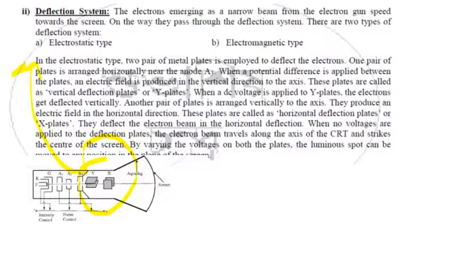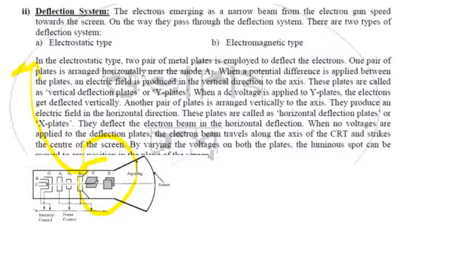The electrons emerging as a narrow beam from the electron gun move towards the screen. On the way, they pass through the deflection system. We can take two types of deflection system, electrostatic type or electromagnetic type. If we use only metal plates, then it's called electrostatic. This is used to deflect the beam.